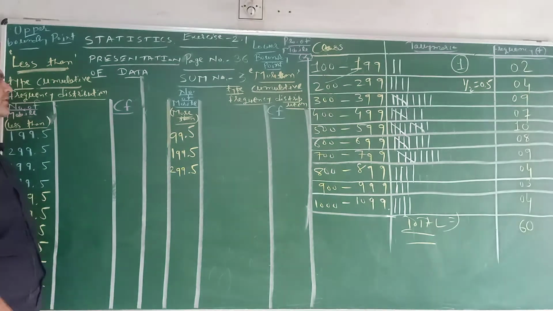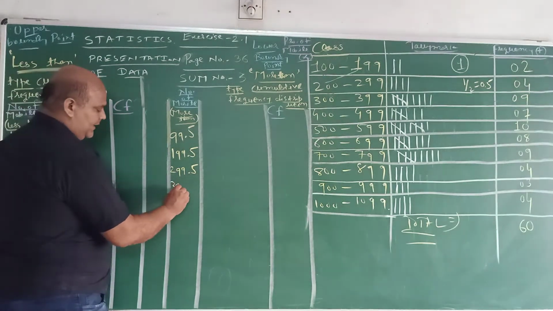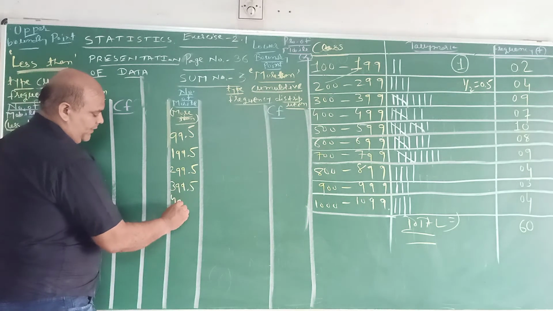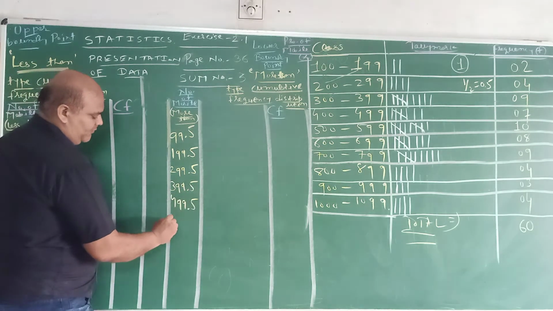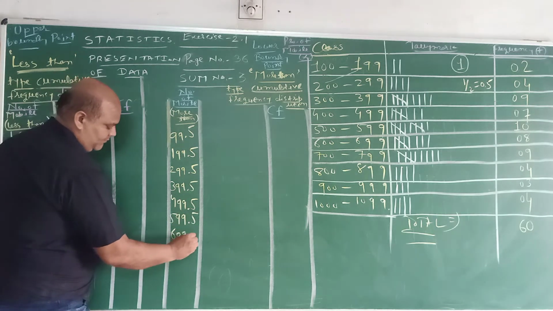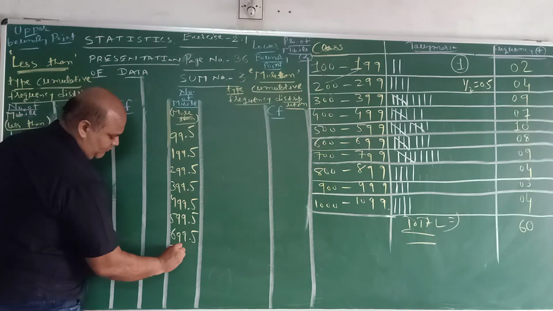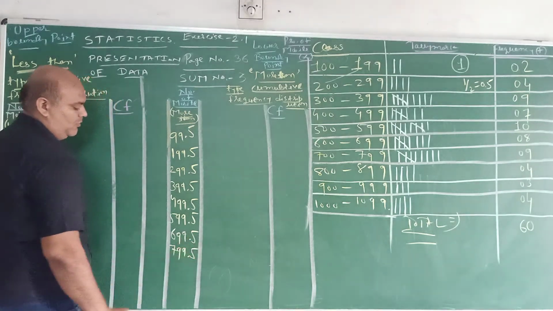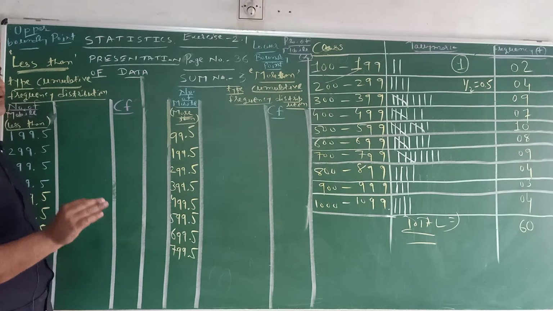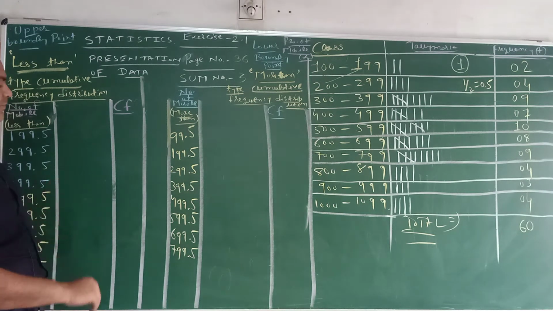299.5, 399.5, 499.5, 599.5. One by one, the lower boundary point is the lower limit minus 0.5.